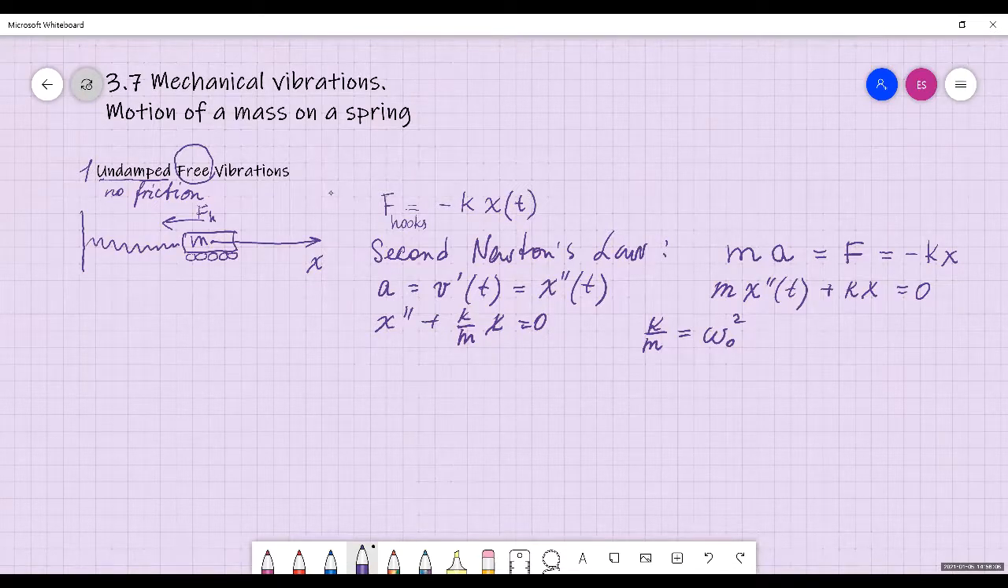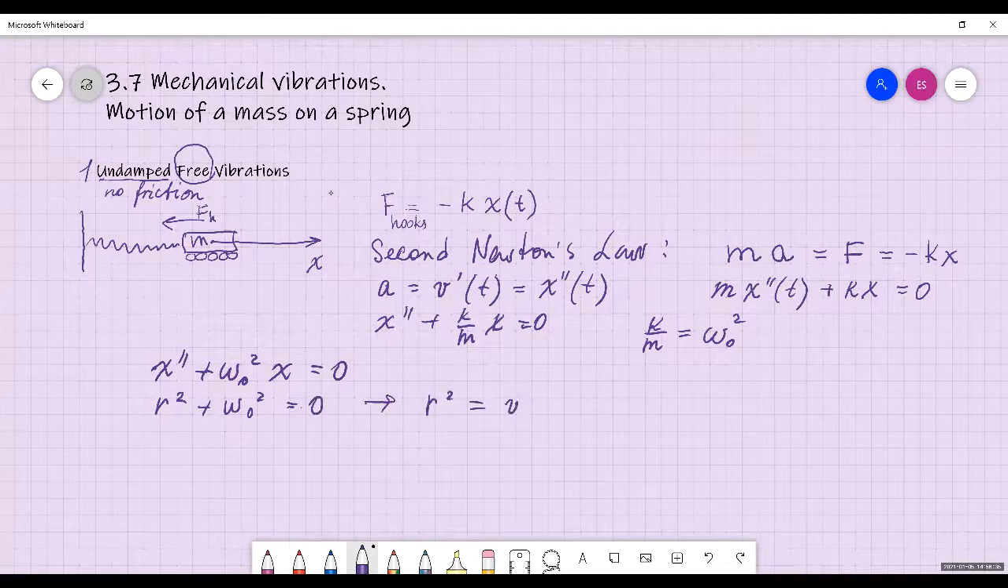We already know how to solve equations like this, right? So I'm going to write down the second derivative plus omega 0 squared x, and that's going to be equal to 0. Well, that's a typical second order linear equation with constant coefficients. We solve it using a characteristic equation. So we are writing down r squared plus omega 0 squared equals 0. From this simple equation, we see that r squared equals minus omega 0 squared, which gives us two complex solutions, r equals plus minus omega 0 i, right?